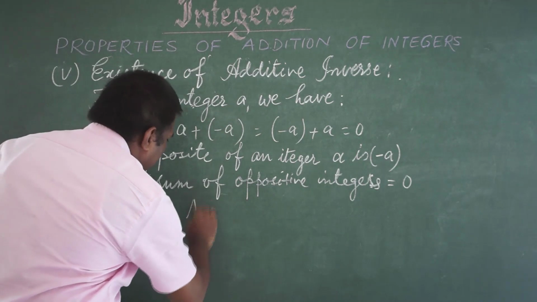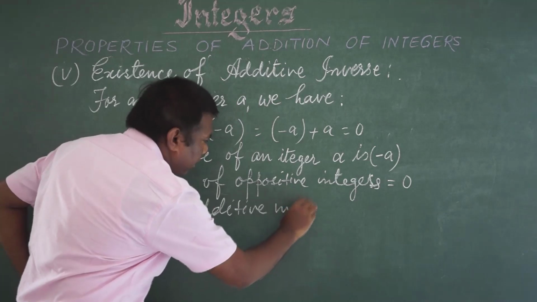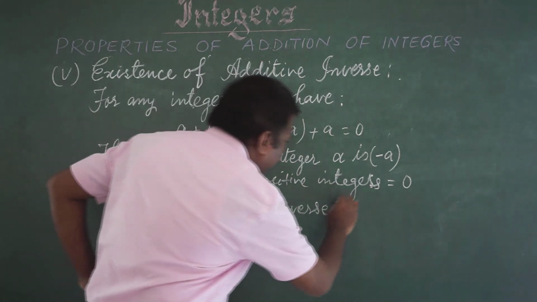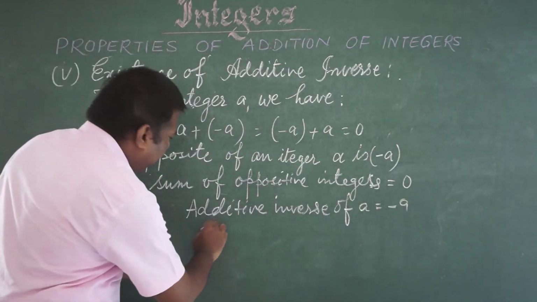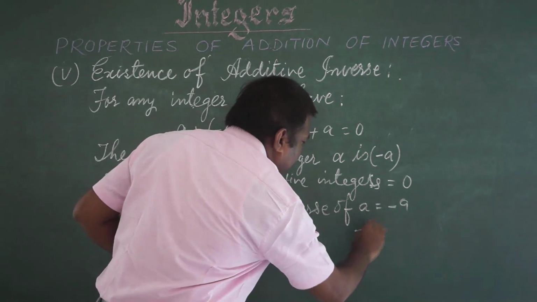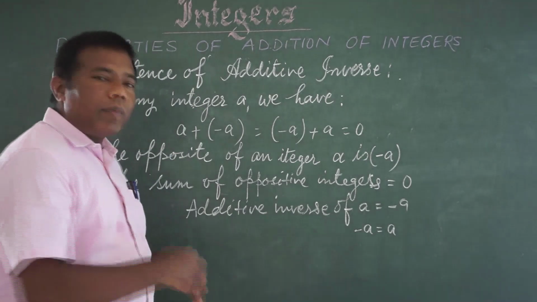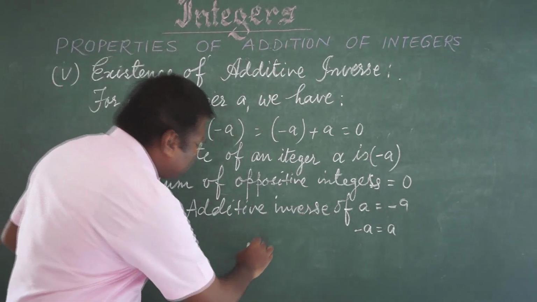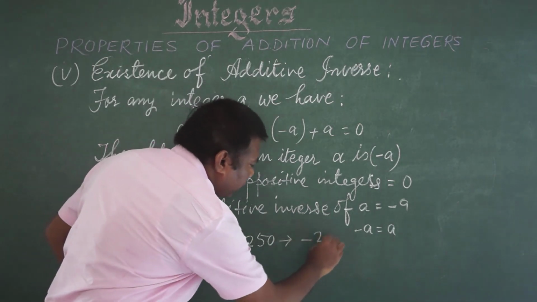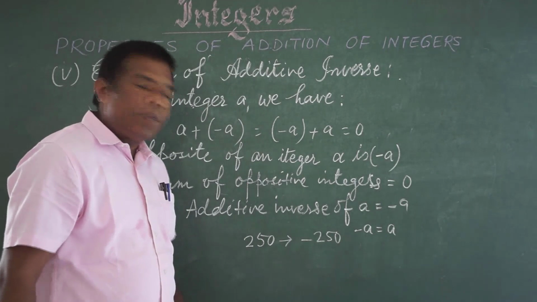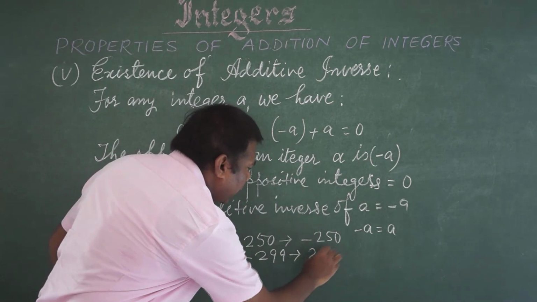The additive inverse of a is equal to minus a, and the additive inverse of minus a is equal to a. So if you need to find the additive inverse of any number, suppose the additive inverse of 250 will be minus 250, or the additive inverse of minus 299 will be 299.